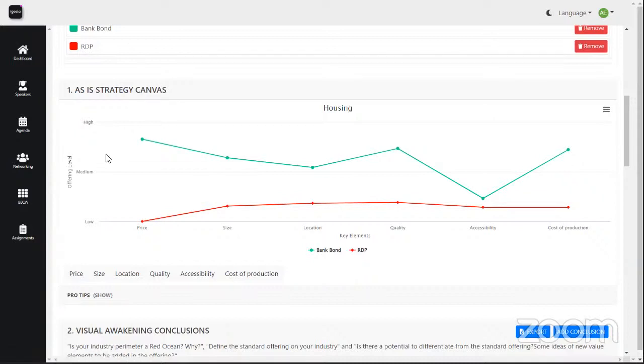So I think for the comparison, maybe you can look at the types of dwelling instead of bank bond, because if you're talking about accessibility, then you can compare, but in terms of cost of production, quality, location, and size, they can vary depending on what kind of dwelling you're choosing.